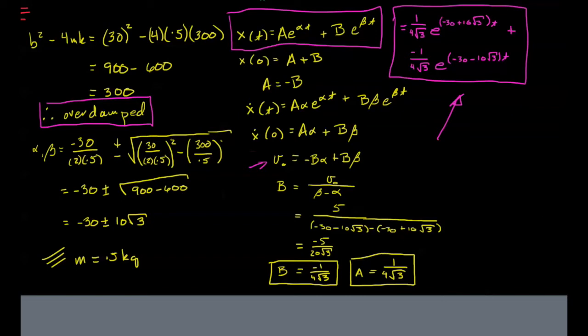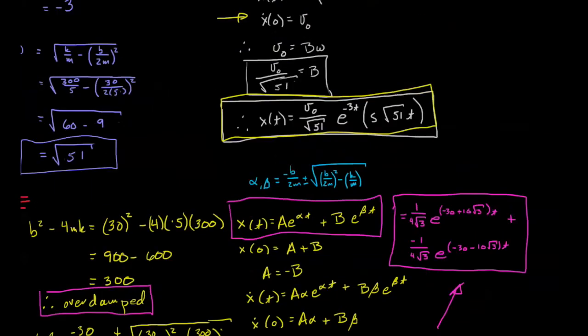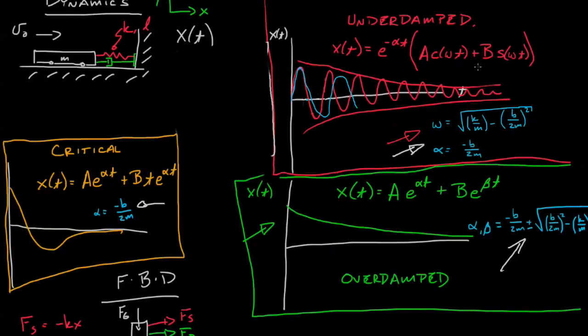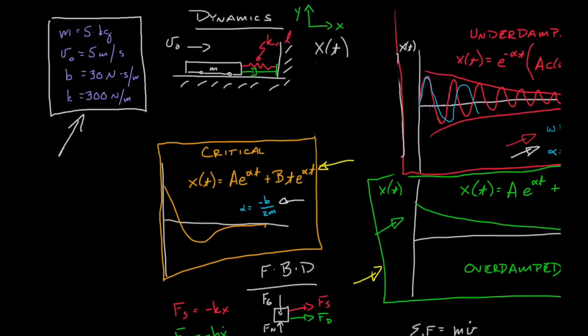Now, that said, today we've explored all three scenarios. We explored an underdamped situation first, then we went to an overdamped situation, and we also did a critically damped problem. I hope this gives you a little bit of a feel for how we solve each of these problems. In this case, we gave you initial v naught and asked you to solve.